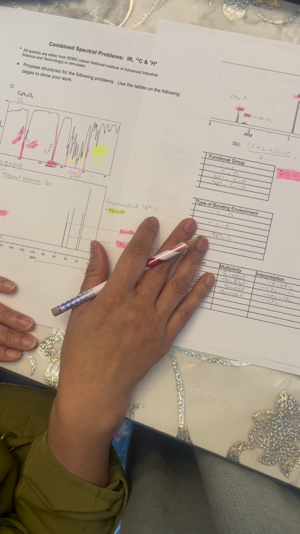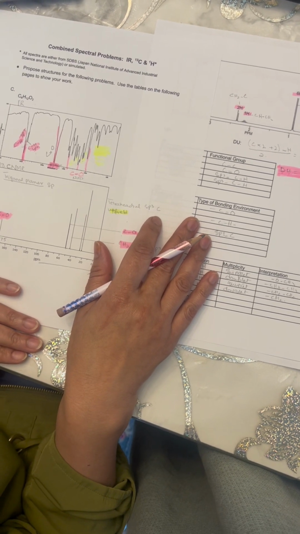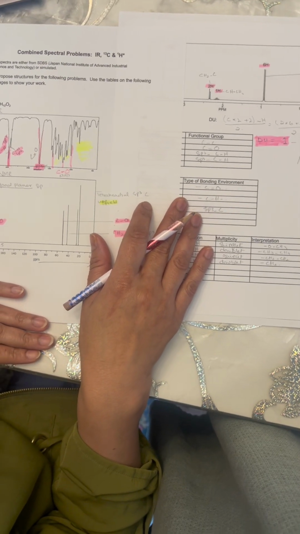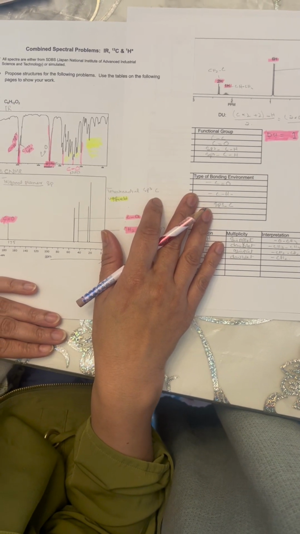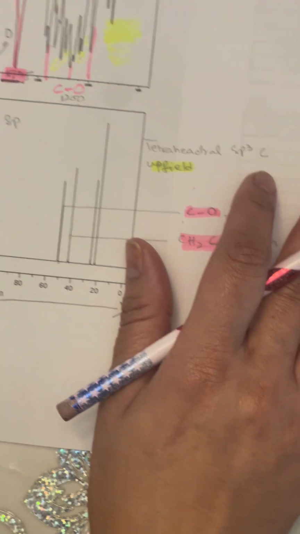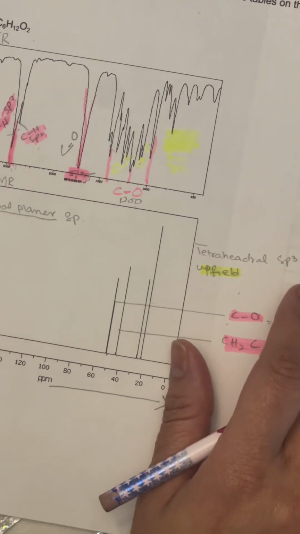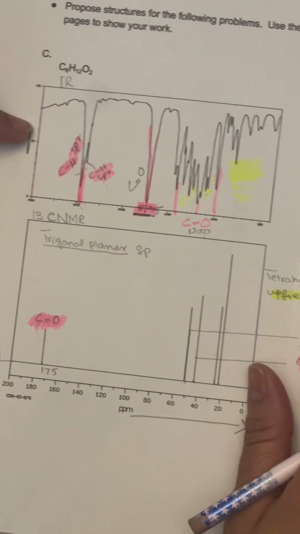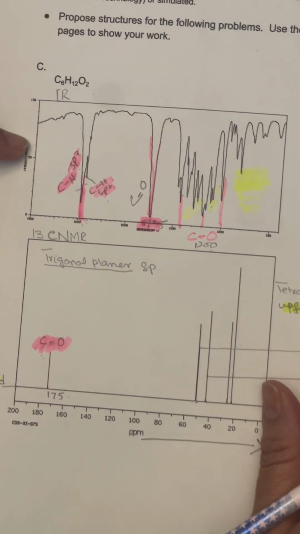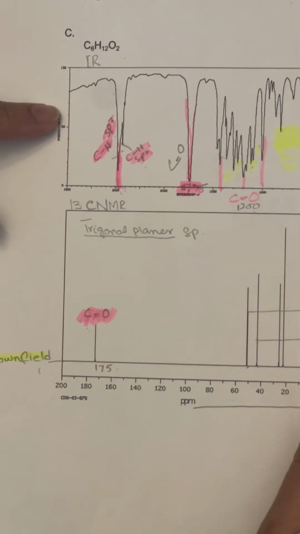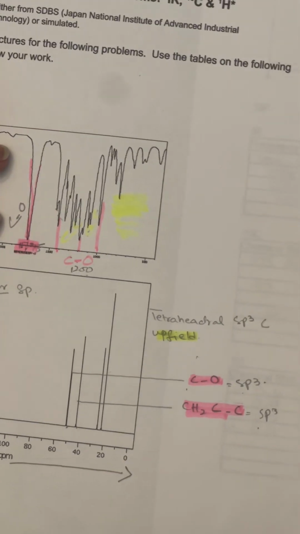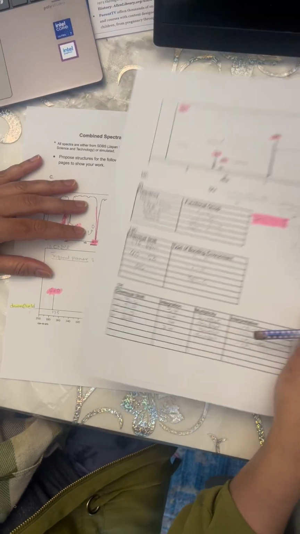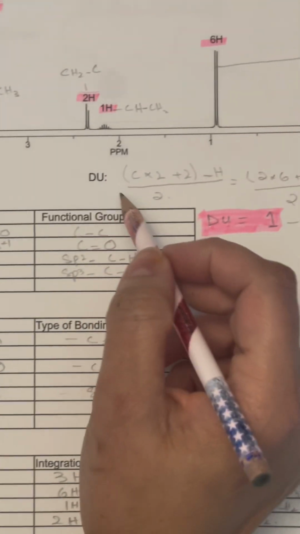This presentation delves into the intricate process of elucidating the structure of compound C, characterized by the molecular formula C6H12O2. The focus will be on the analytical techniques employed, including IR and NMR spectroscopy, to determine its molecular structure accurately. So first of all, we have to figure out what our degree of unsaturation is.